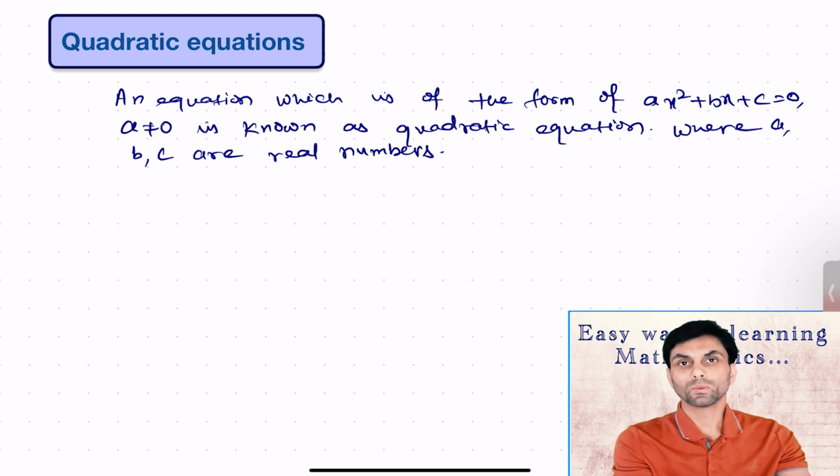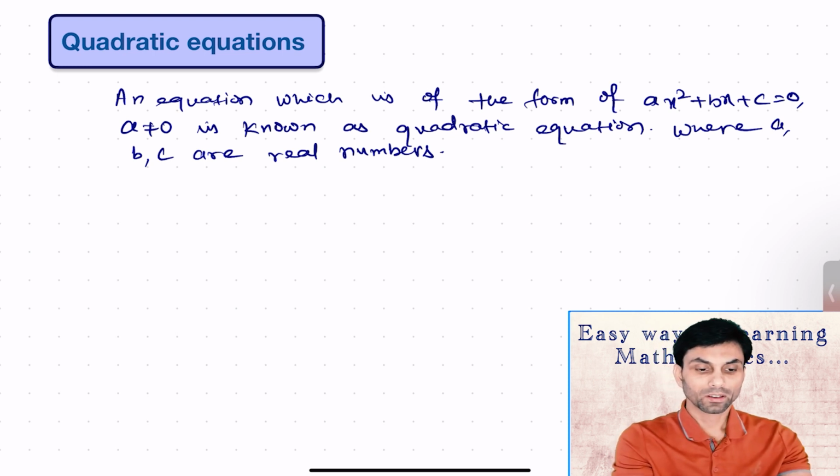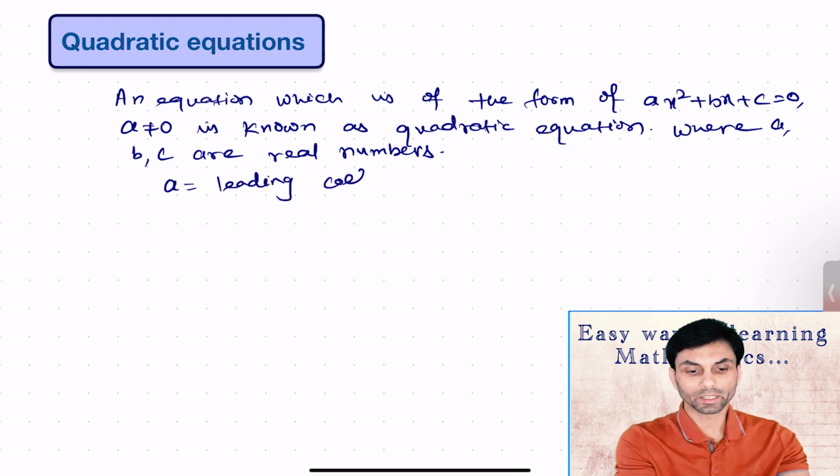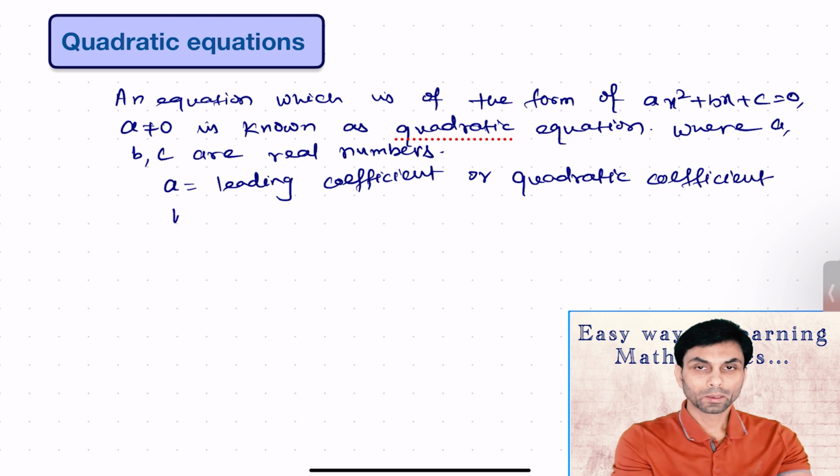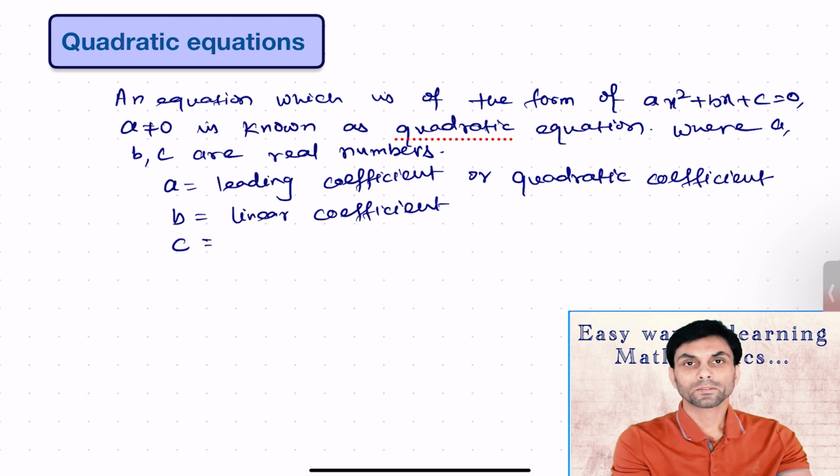Now in this case, one more thing we need to know about the coefficients a, b and c is, here a is known as the leading coefficient, or we can say quadratic coefficient. B is known as the linear coefficient, and C is known as the constant term.